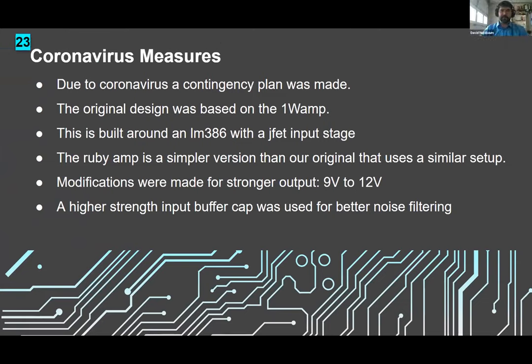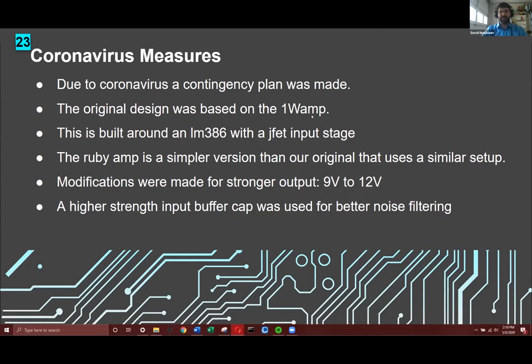All right, so I'm gonna cover some of the measures that we took for the coronavirus. As soon as things started happening, we decided we needed a contingency plan. What this was is we decided that we were going to do a design based around our original OneWamp, but a simpler version that would require fewer components and be easier to build. It's still based around the LM386, but it only has one JFET input stage instead of two.